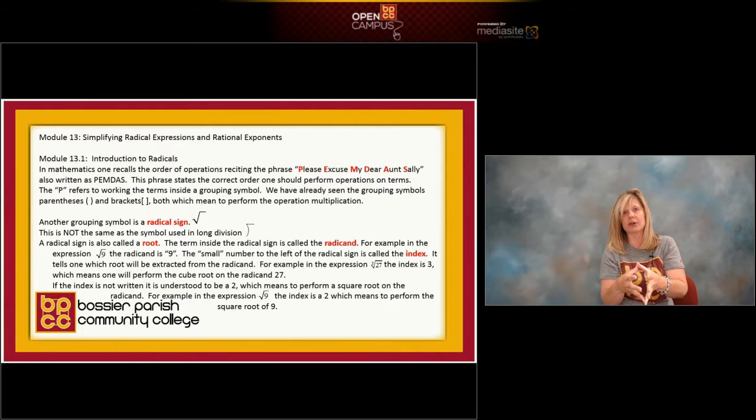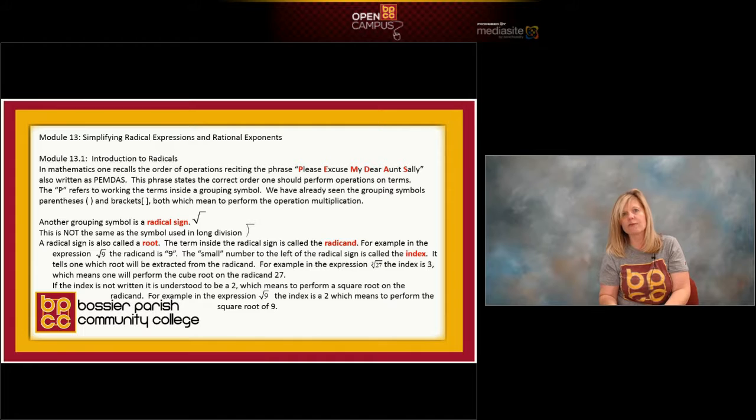They hold numbers together. There's not just one grouping symbol in math, so that P is deceiving. It doesn't just mean parentheses. It means any grouping symbol in math. So far in this course, we've seen parentheses, and we've also seen the square brackets. Both hold numbers inside, but they perform the operation of multiplication. We've already seen that if you have a number in front of brackets or parentheses, right next to it, you would do the distributive property. You would multiply.